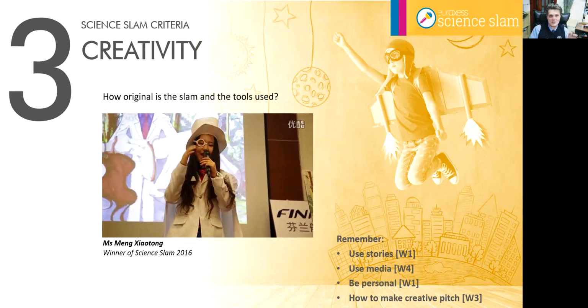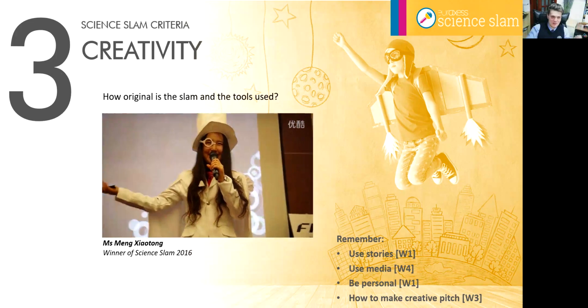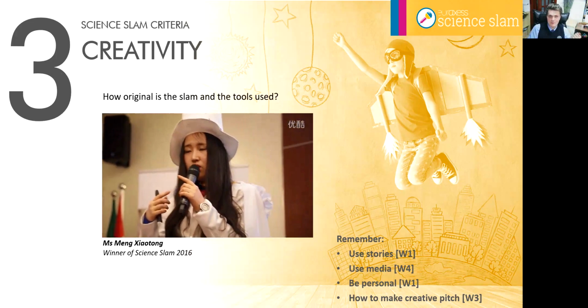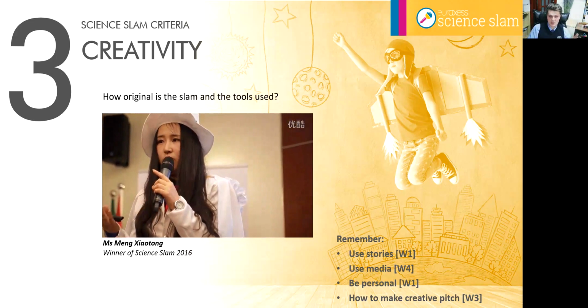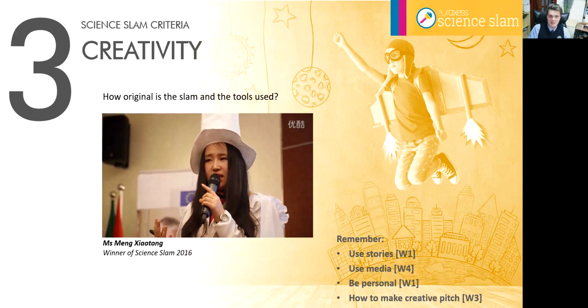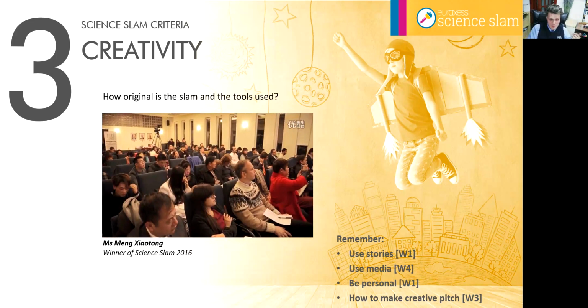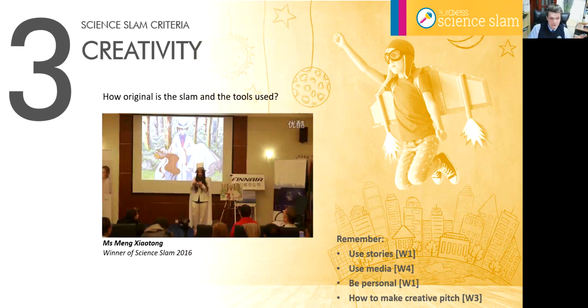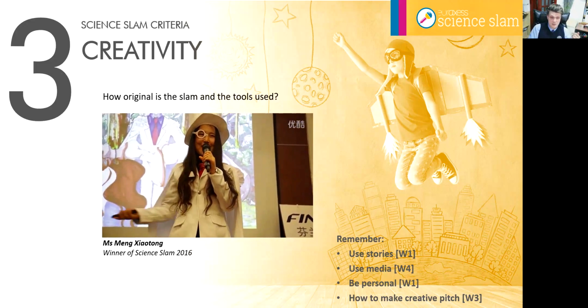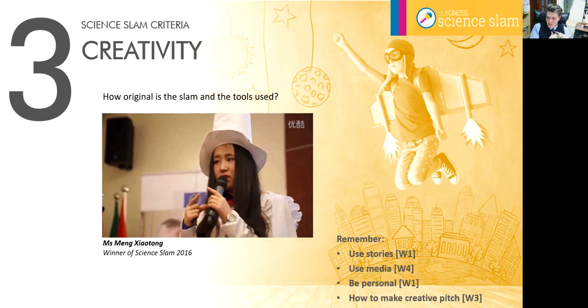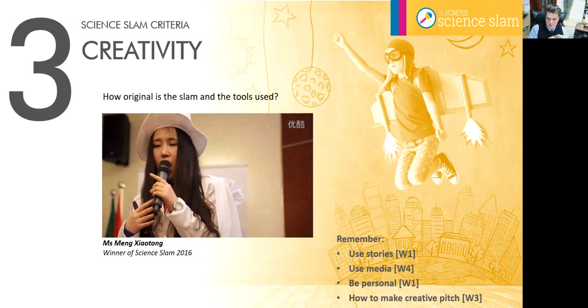So how original is your slam and your way to communicate? This is something that we give a score from 0 to 5. And when you send your slam, we will also use the criteria of creativity to give you some feedback. I have here an example of the winner of the Science Slam here in China from 2016. This is at the Embassy of the European Union. And this is Miss Meng Xiaotong. And she was talking about cancer detection using black phosphorus.